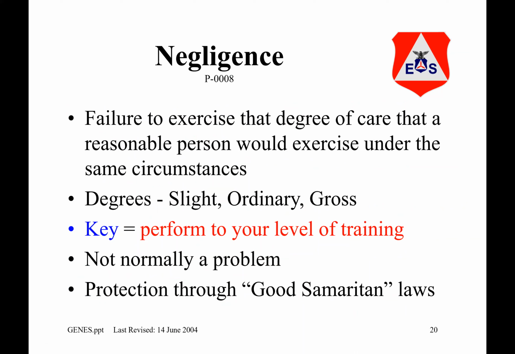Negligence is an important thing to consider. It's failure to exercise the degree of care that a reasonable person would exercise under the same circumstances. And it can be slight, ordinary, or gross. Gross meaning huge. So the key is perform to your level of training.